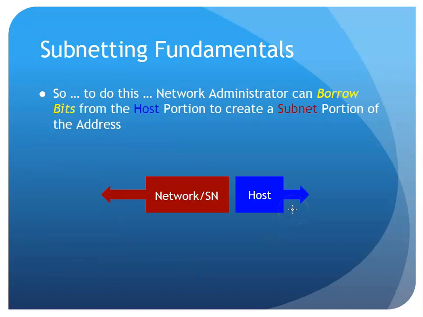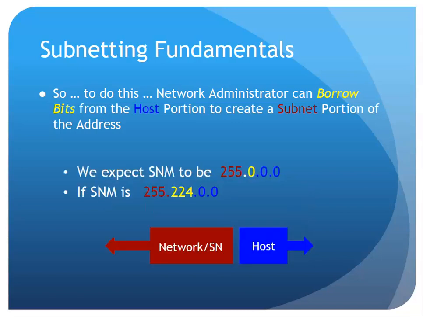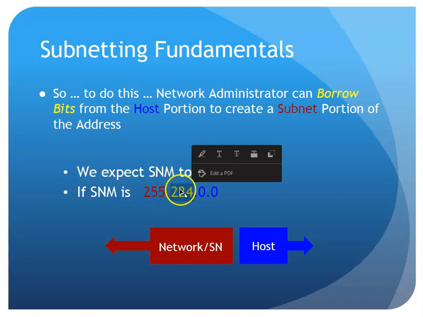Now, there's a couple rules to do this. To do this, we're going to borrow bits from the host portion. So we have the network piece, we have the host piece. We are going to borrow a couple bits to create a subnet piece. So if we expect the subnet mask to be 255.0.0.0, we're going to borrow a couple bits and create something like a 224 here, and that's going to give us a couple bits to create subnets with.